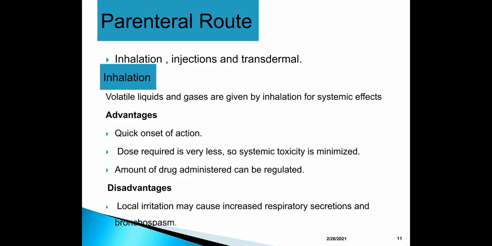The parenteral route includes inhalation, injection, and transdermal. Inhalation: volatile liquids and gases are given by inhalation for systemic effect. Advantages: quick onset of action, the dose required is very small so systemic toxicity is minimized, and the amount of drug administered can be regulated. Disadvantages: local irritation may cause increased respiratory secretion and bronchospasm.